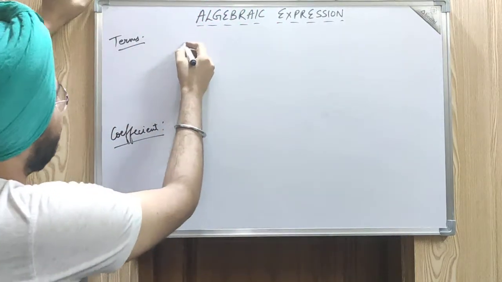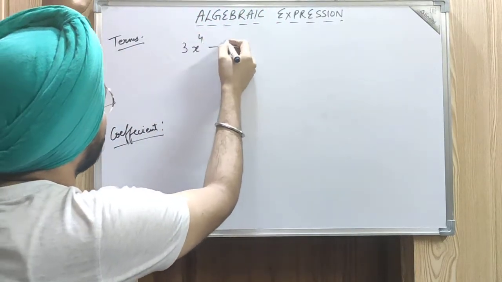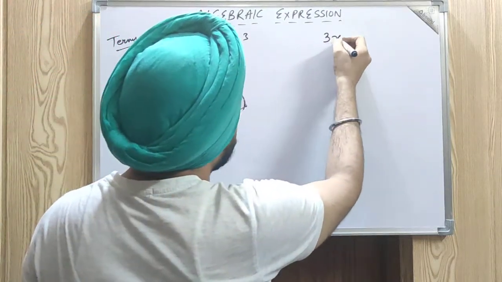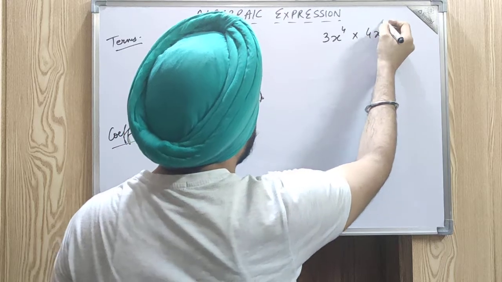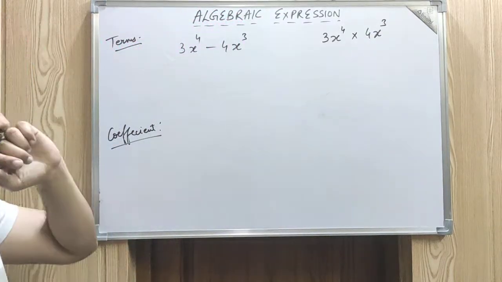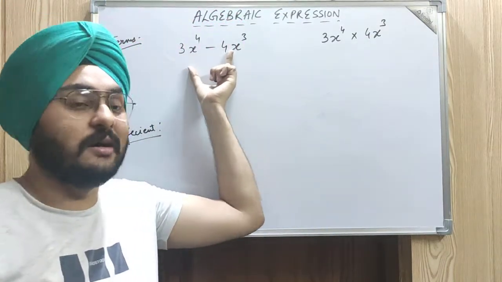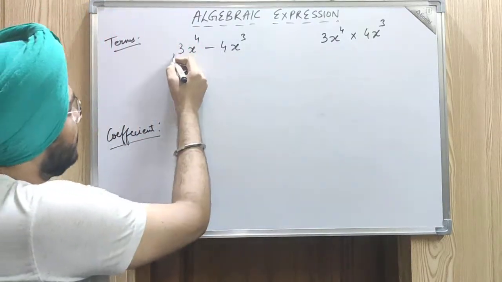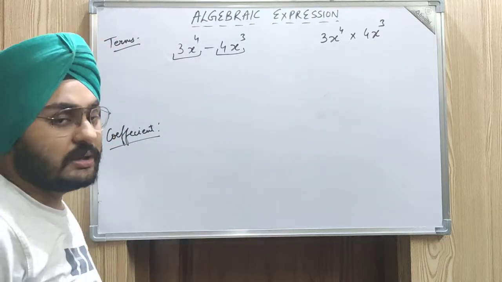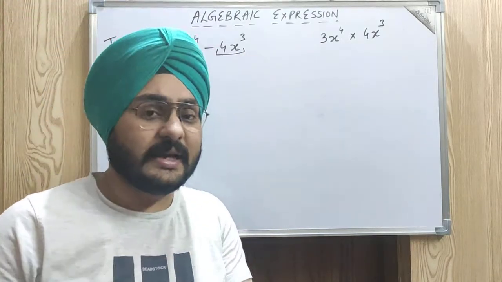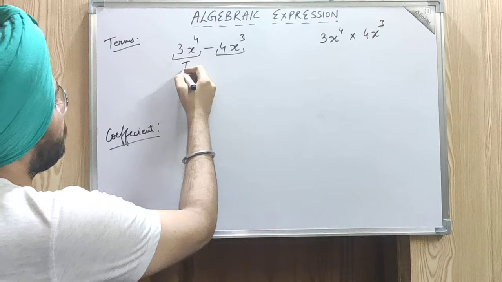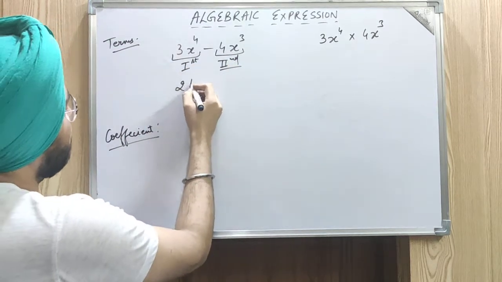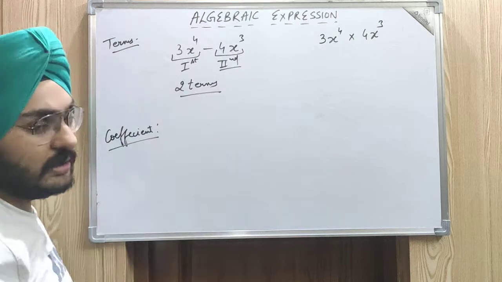Okay, if I'm writing here 3x raised to power 4 minus 4x raised to power 3, and here I'm writing 3x raised to power 4 multiplied by 4x cube. Okay, how many terms are there in this one and in this one? Basically, these two are not like terms, that we'll be studying later as well. So I will say here this one is the first term and this one is the second term. So here we are having two terms.